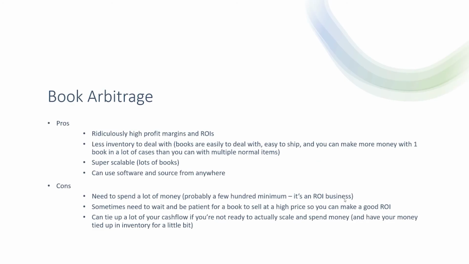Now, some of the pros of book arbitrage is that it's ridiculously high profit margins and ROIs, okay? It's also less inventory, which I absolutely love. It's less inventory to deal with because books are easy to deal with, number one. They're easy to ship, and you can make more money with one book in a lot of cases than you can with multiple normal items. For example, you can potentially have a book that's like $100 profit, and it might take you like 7 to 10 other items to get that, doing online arbitrage with software on sites like Walmart, right? So in a lot of ways, it can be dealing with less inventory, which I absolutely love.